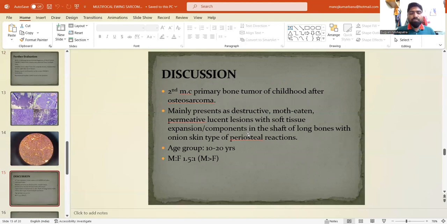To discuss a few points about Ewing sarcoma, it is the second most common primary bone tumor of childhood after osteosarcoma. But our case is interesting because it involved multiple bones with multiple soft tissue expansions. It mainly presents as destructive, moth-eaten, permeative, lucent lesions with soft tissue expansion in the shaft of long bones with onion skin type of periosteal reactions. The commonly involved age group is 10 to 20 years. The male-female ratio is 1.5:1, so males are slightly more affected. In our case, it is also a 10-year-old male child, so age and sex are fitting.